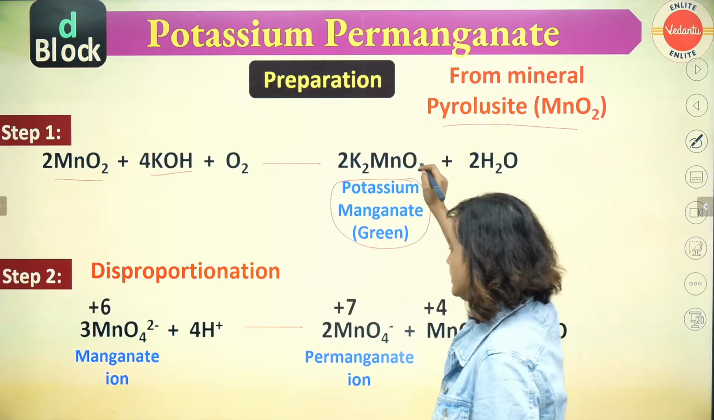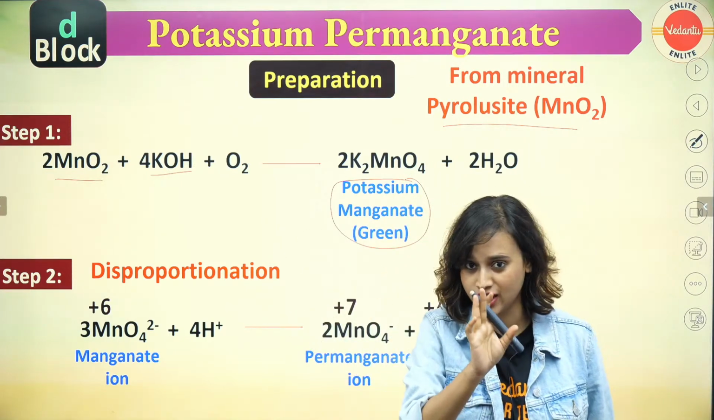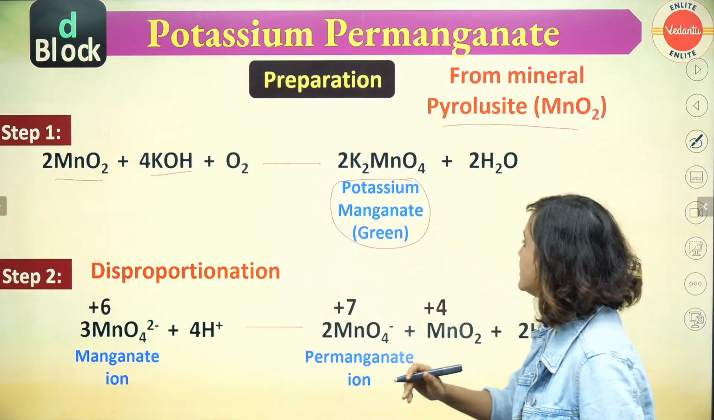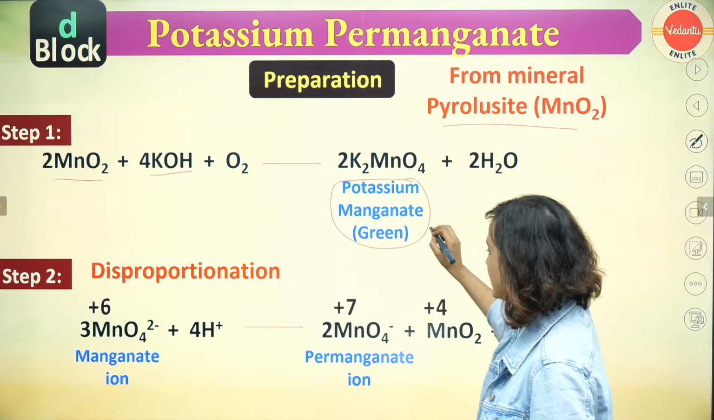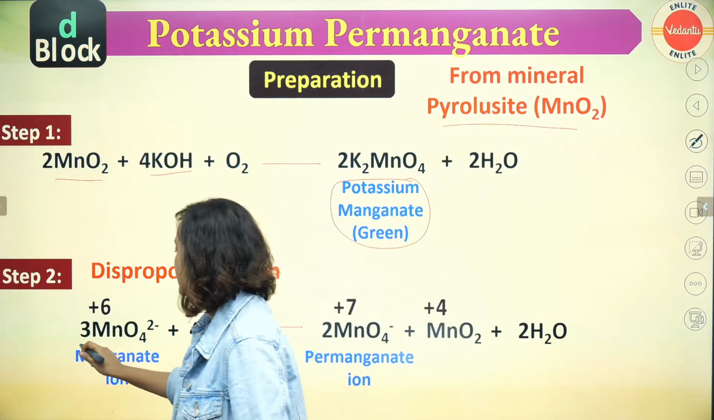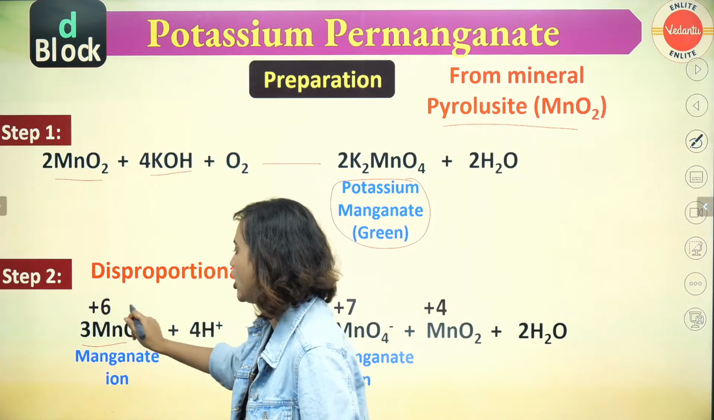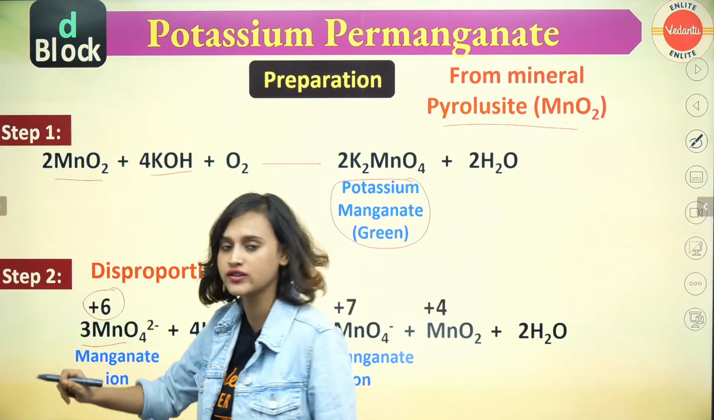Now, please take a look at it, everyone. This is very interesting. So, you have potassium manganate, okay? Let's take the manganate ion here. Now, this manganate ion, do you see that it is in +6 oxidation state?